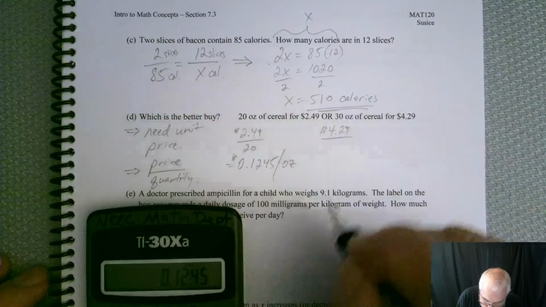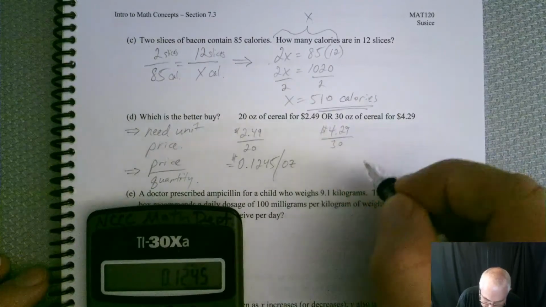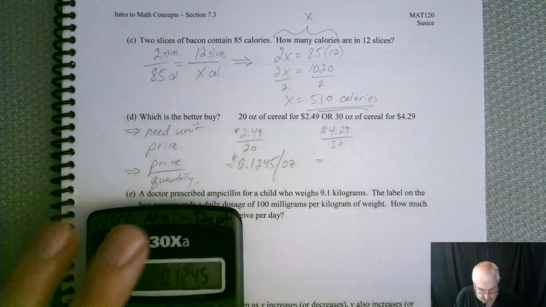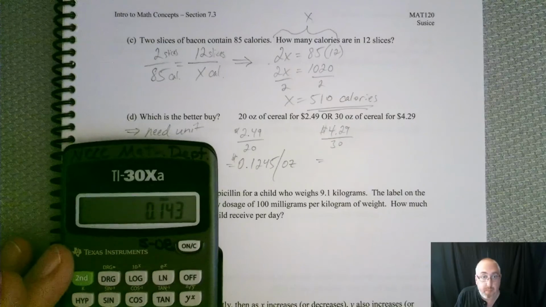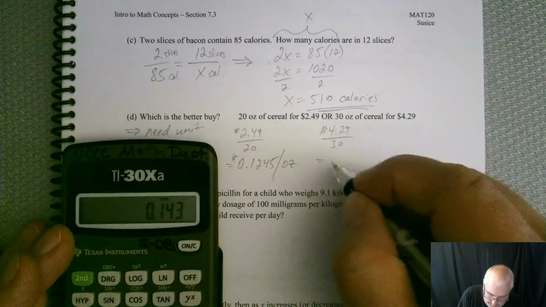So let's do the same thing. 4.29 over 30. So let's see what that equals. 4.29 divided by 30 equals 0.143.